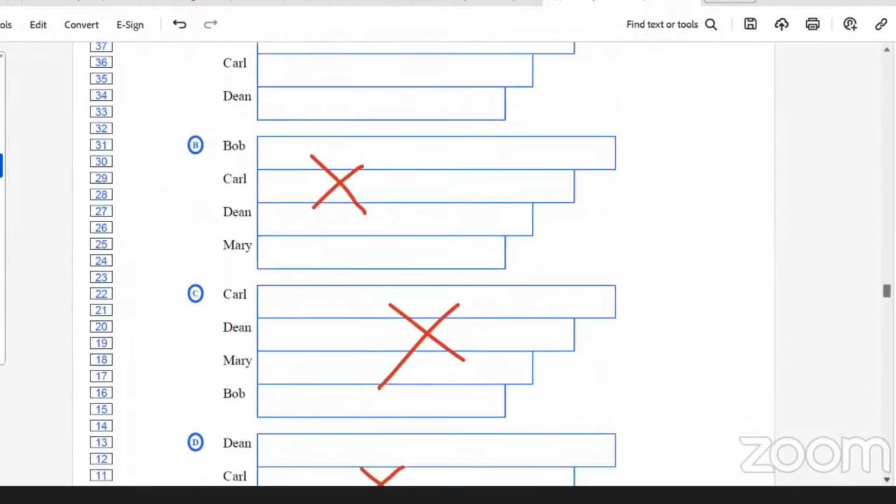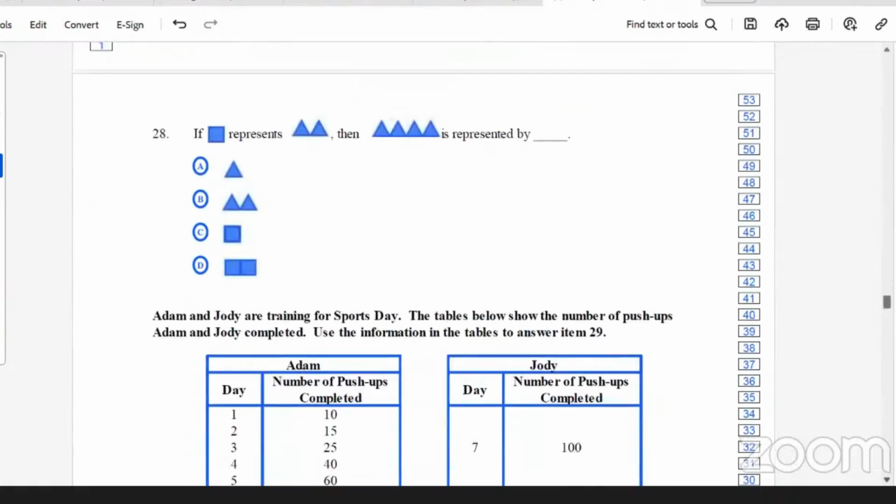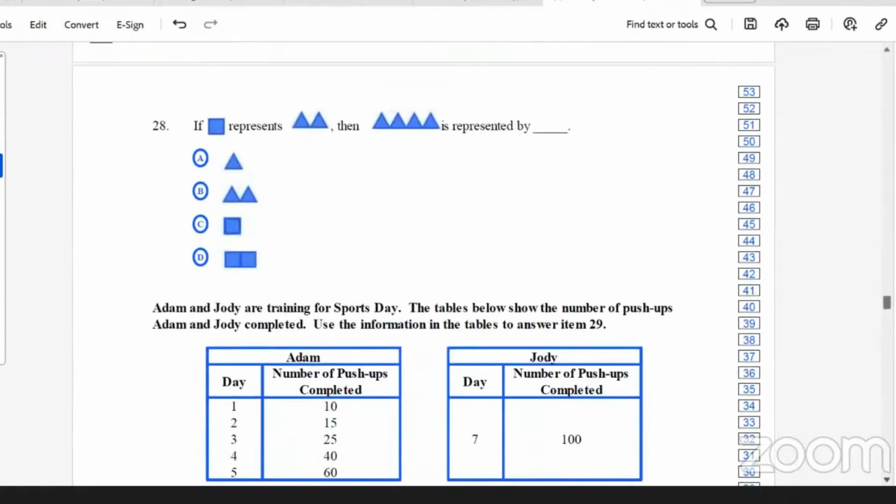Question 27, the answer was A. All right, let's look at question 28. If a square represents 2 triangles, then 4 triangles is represented by, of course, the answer is D, 2 squares.